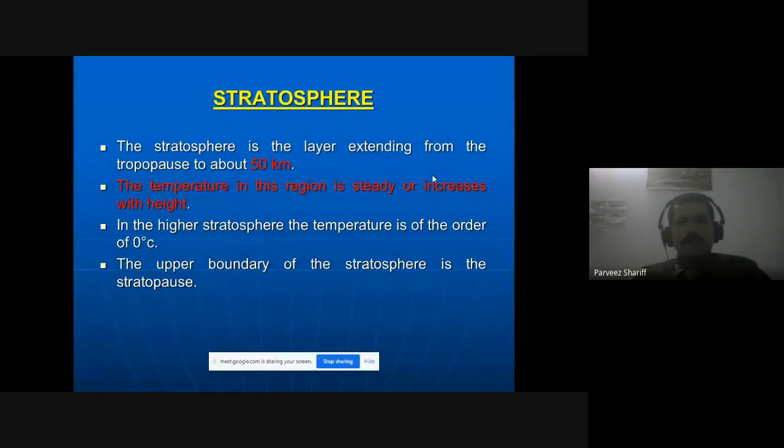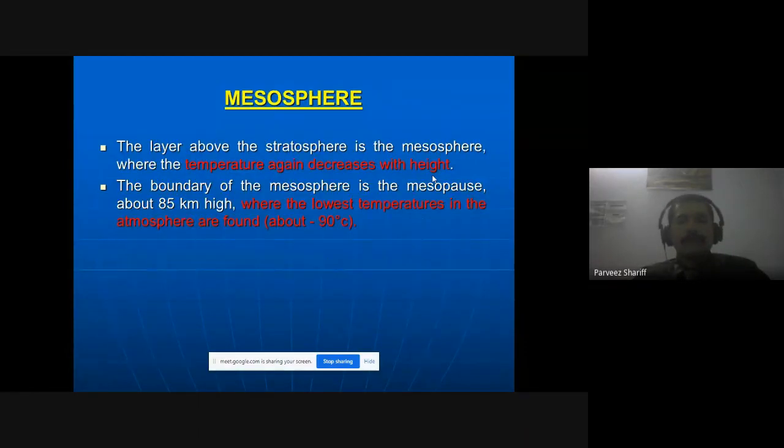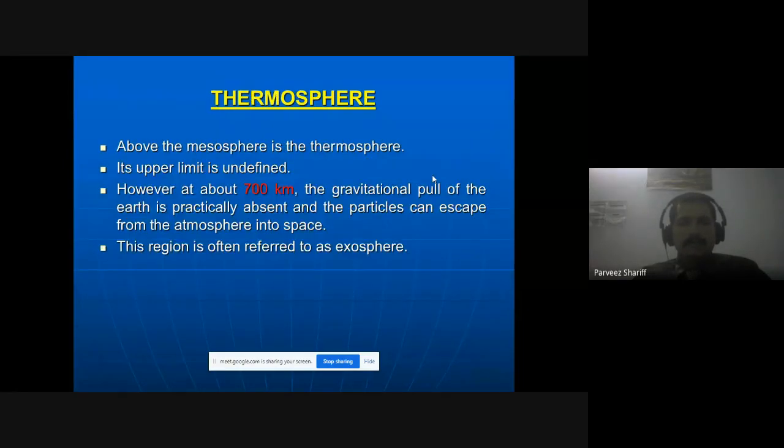Now, the stratosphere is the next layer above the tropopause, which extends to 50 kilometers. That we have already seen and discussed. The temperature may be constant or steady, or it may increase with height. Above the stratosphere is the mesosphere, and here the temperature again decreases with height. Next, in the thermosphere, the temperature increases with altitude, and this is the outermost layer of the atmosphere.